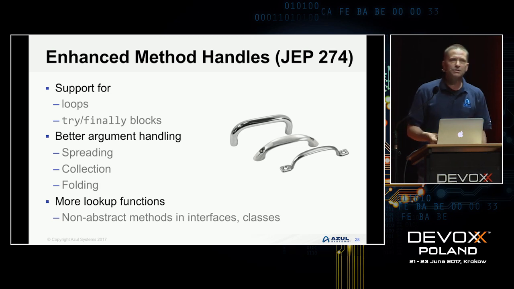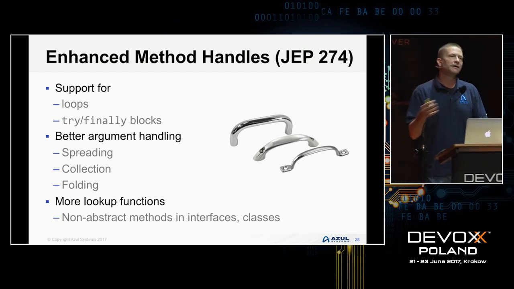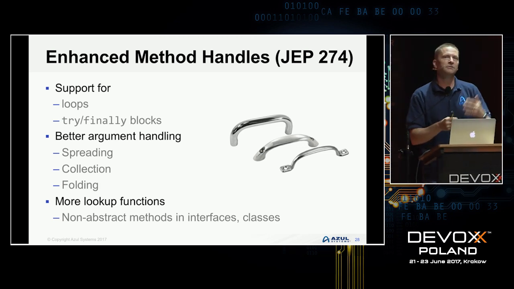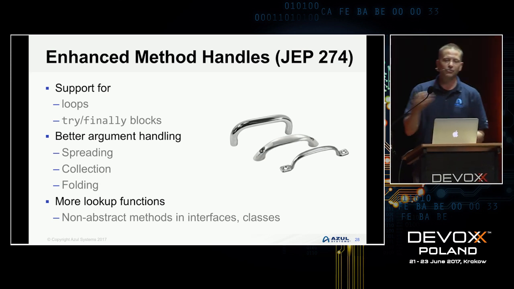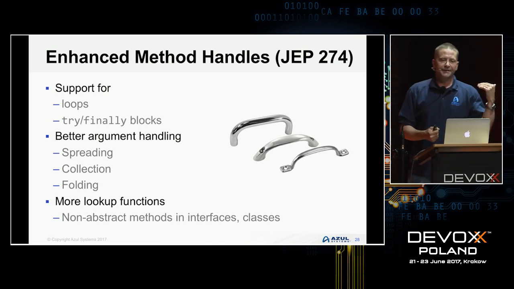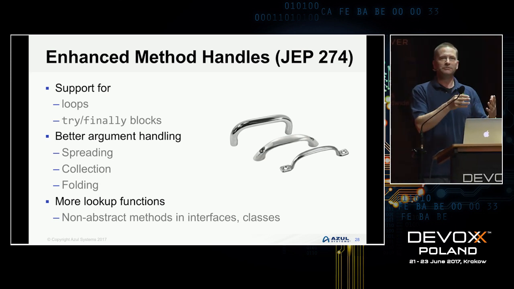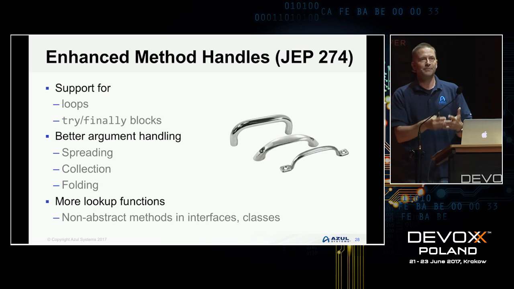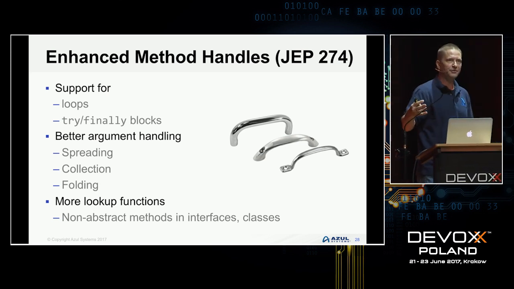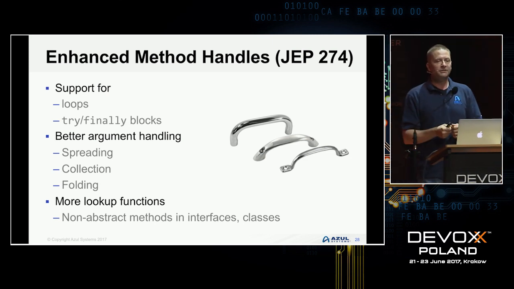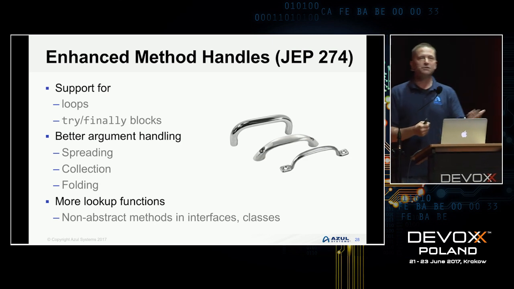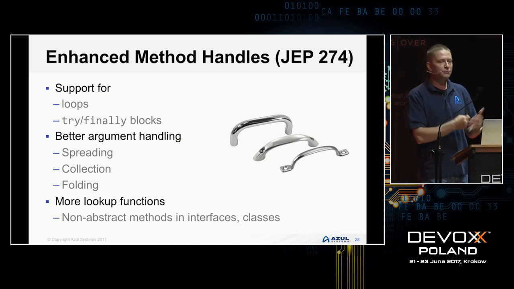Enhanced method handles, these are primarily used by people who are doing things around supporting other languages rather than Java on top of the JVM. And so method handles are used a lot for dealing with dynamic typing and how you can resolve a method based on having dynamic types rather than static typing. What the enhanced method handles gives you is support now for, or better support for things like loops, also for try-finally blocks, the way those work.